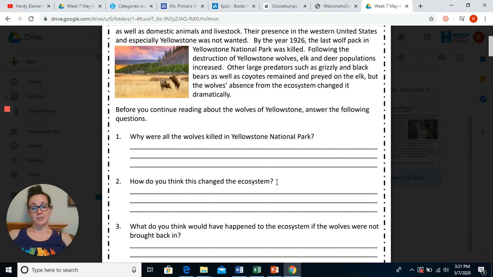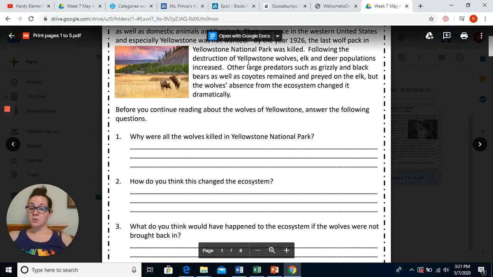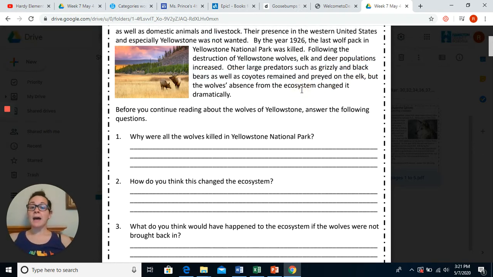If you remove a predator from the ecosystem, here's the wolves eating all the other animals. What's going to happen when that predator is gone? All these other animals are going to increase. Even though there were other large predators such as grizzly bears, black bears, coyotes, those were not as powerful as the gray wolves who had been removed from this ecosystem. So all of the other animals that the wolves were eating are going to increase in population. There's going to be more of them in Yellowstone National Park.